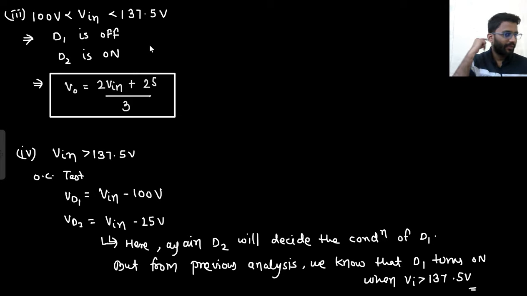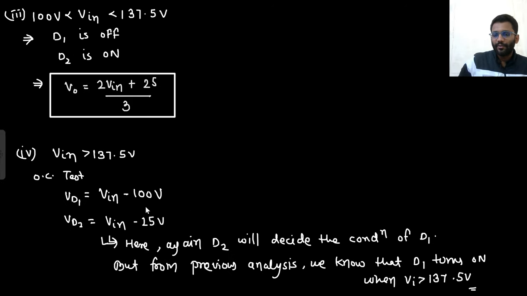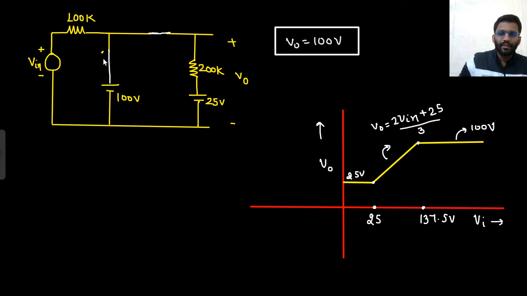And when Vin is greater than 137.5 volt, what is happening? This was the circuit, right? When Vin is greater than 137.5 volt, D1 will turn on. And at that time, what would VD2 become? VD2 would become 75 only, right? Here we are applying open circuit test. From here we got to know that here again D2 will decide the working condition of D1, but from previous analysis we got to know that D1 turns on for Vin greater than 137.5 volt, so D1 will turn on and V0 will be 100 volt only.